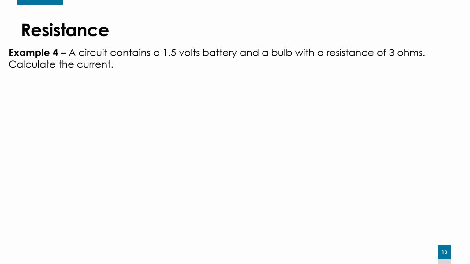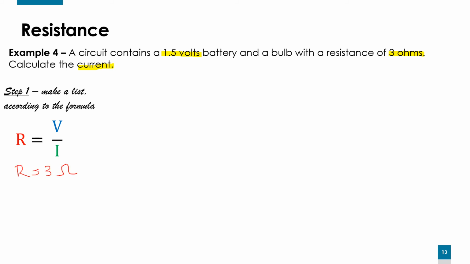One more. A circuit contains a 1.5 volts battery and a bulb with a resistance of 3 ohms. Calculate the current. So let's read again and highlight. A circuit contains a 1.5 volts battery and a bulb with a resistance of 3 ohms. Calculate the current. Okay? So list, go to the formula. Resistance 3 ohms, voltage 1.5 volts, and current, I don't know.